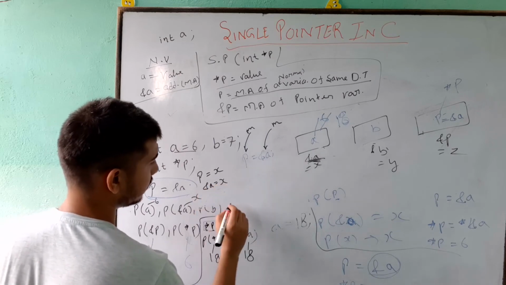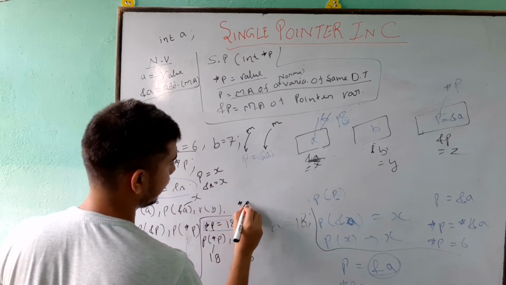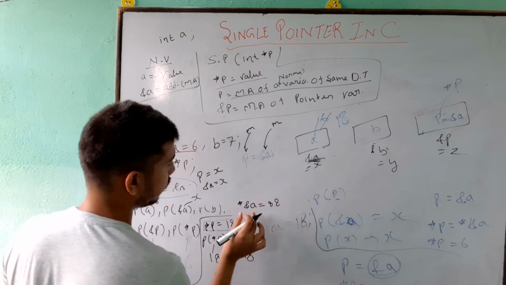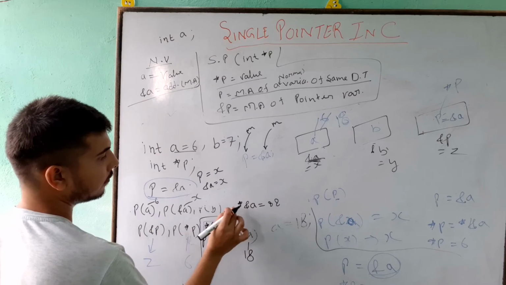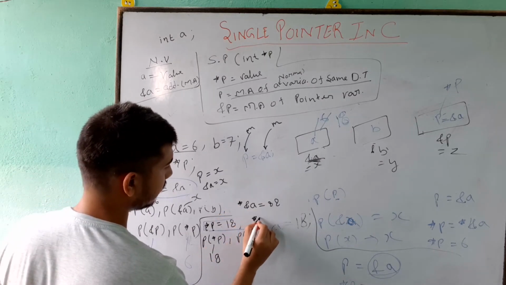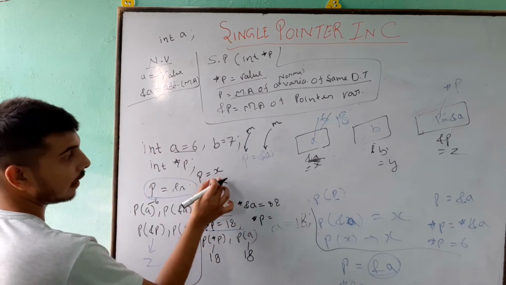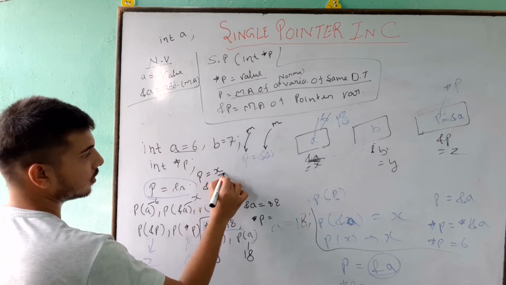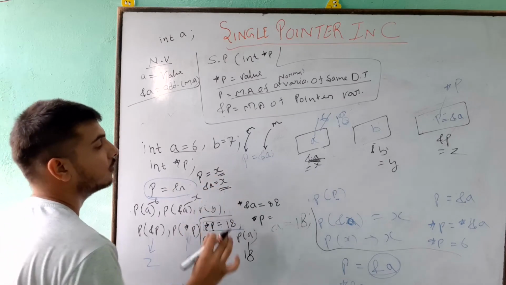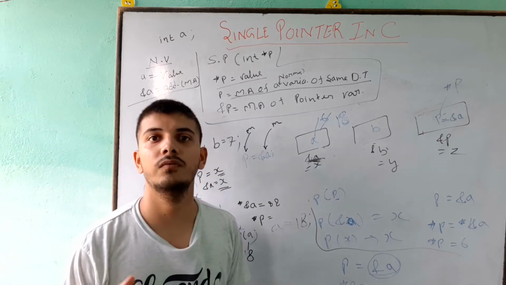If I change *(&a) equals 88, whatever was present there, I am changing its value to 88, or I can also change it with the pointer, because both are pointing to the same memory location. We don't have to see what the name of that variable is.